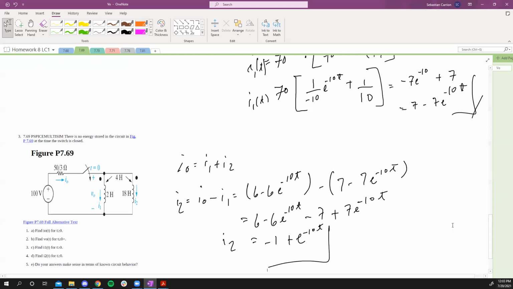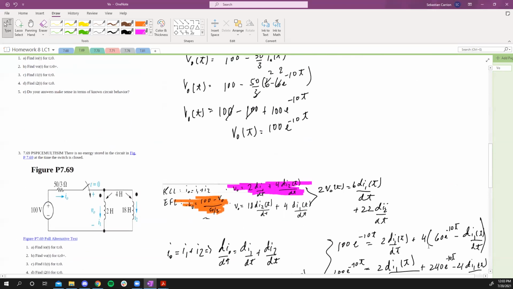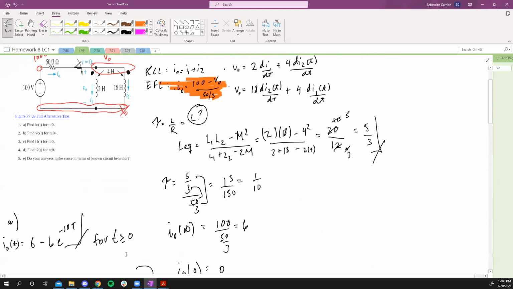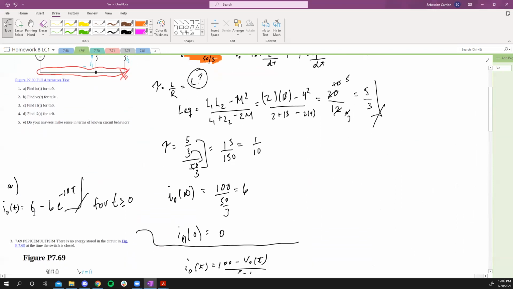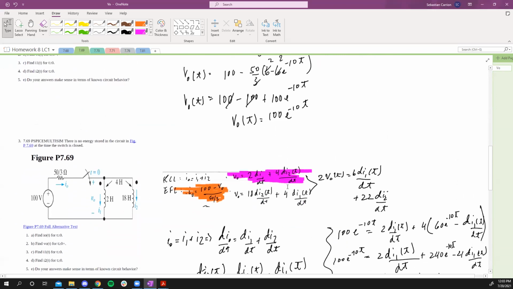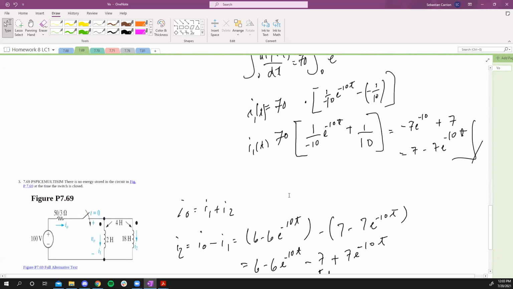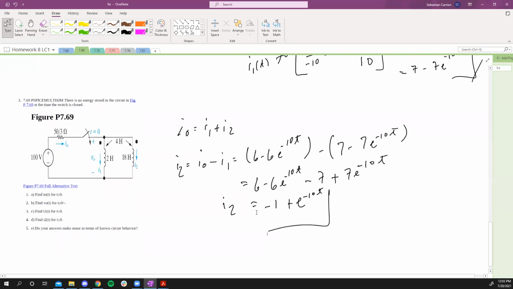And yeah, we got part A, which is the function of I naught, and part B, the function of V naught, for time greater than or equal to 0. We went ahead and found I1 and then I2. And this needs a t in here. Okay, this would be our solution.